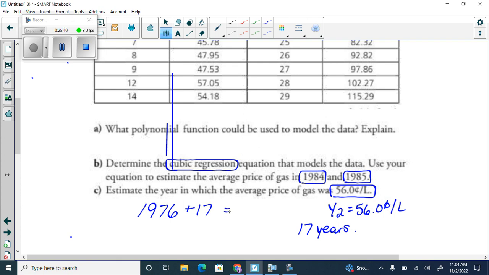Why am I putting 76? Kate might be onto something with her movie. 1979 plus 17, 1996.